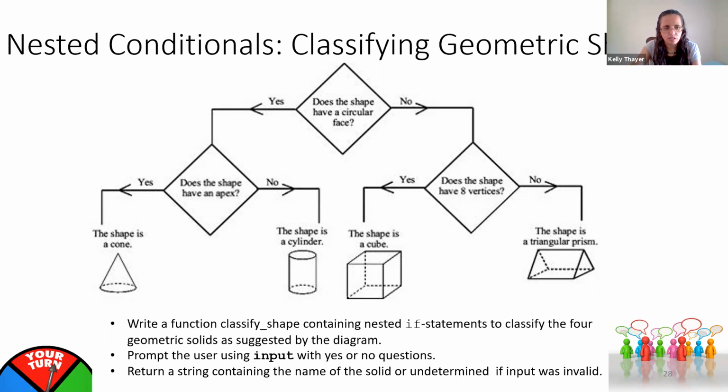Your task right now is to write a function called classify_shape that contains nested if statements to classify the 4 geometric solids as suggested by this pictorial diagram. Prompt the user using input with yes or no, and then return a string containing the name of a solid, or undetermined if the input was invalid. So why don't you go ahead and pause this video for a moment and try your hand at writing that function.